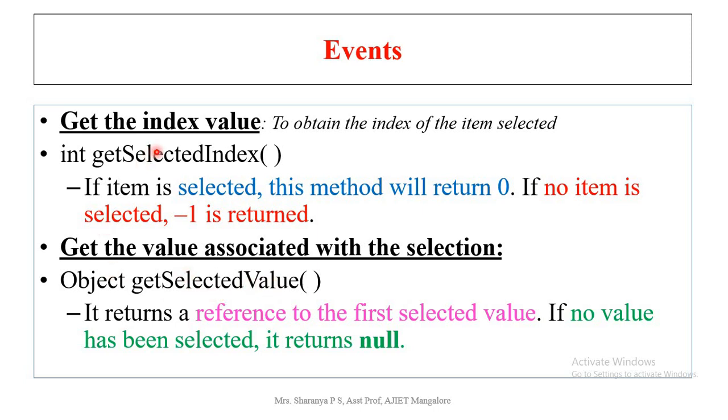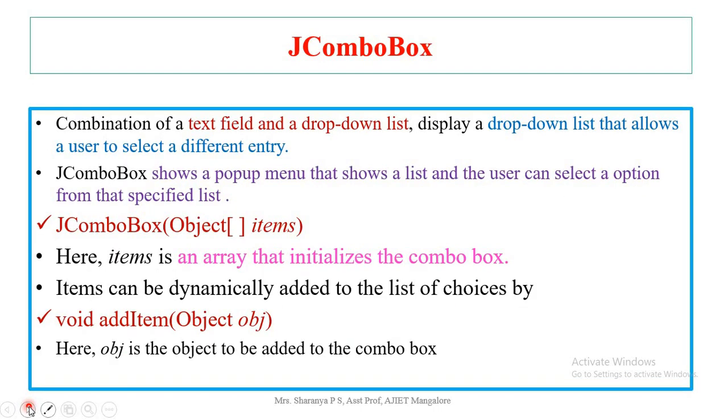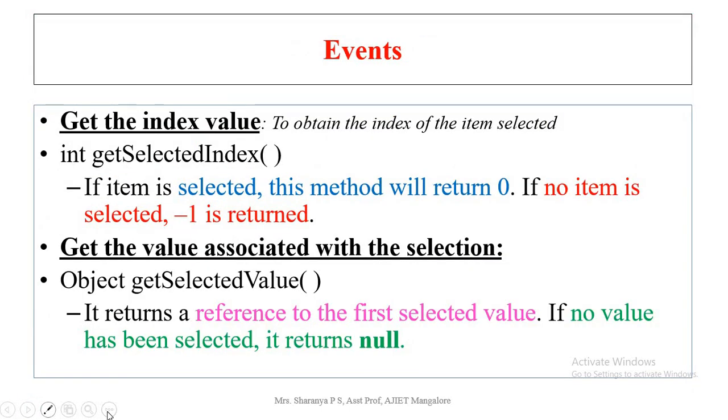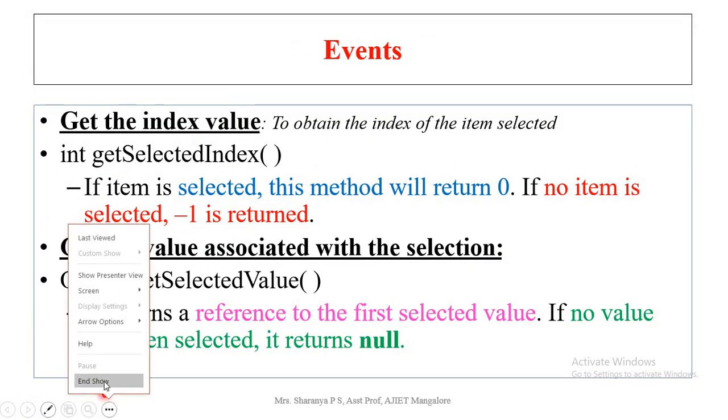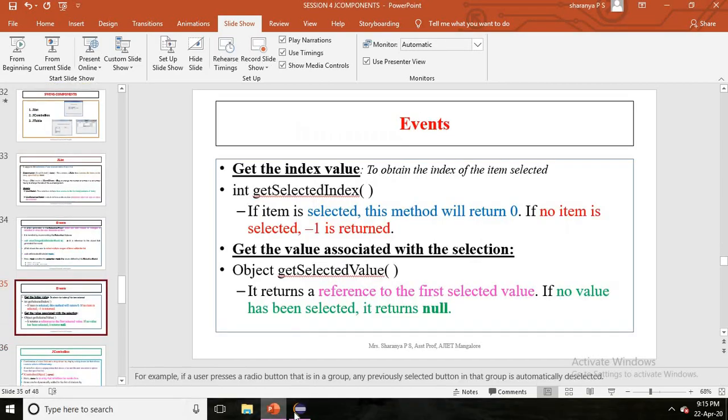To get which item has been selected from the list, we can make use of either of these two methods. One is getSelectedIndex or object getSelectedValue. The value it returns is the index value associated with that item. Next we'll see one example first, and then we'll move to the next component.